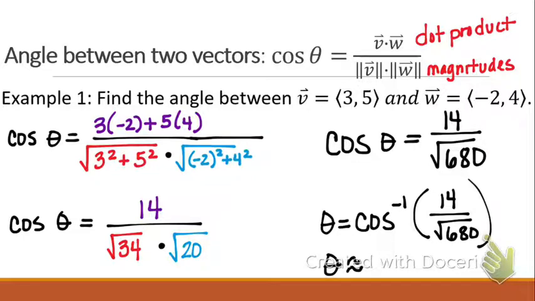So when you type that in, make sure you're getting the right answer. I got 57.529 degrees for my angle. Who got that for their angle? All right, try to do example 2 by yourself. Find the angle between those two vectors.